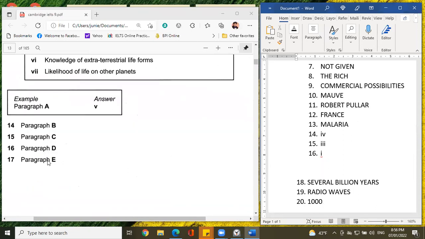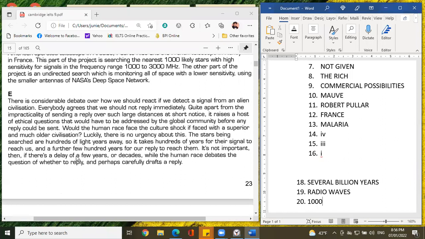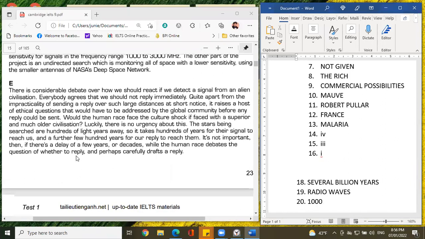E na lang oh. Sagutan na natin yung B, C. Itong E na lang guys. Basahin na natin yung E. Tapusin na natin yarn. There's considerable debate about how we should react if we detect a signal from an alien civilization. Everyone agrees that we should not reply immediately. Quite apart from the impracticality of sending a reply over large distances at short notice, it raises a host of ethical questions that would have to be addressed by the global community before any reply could be sent.